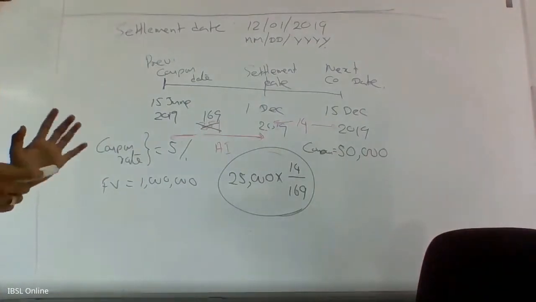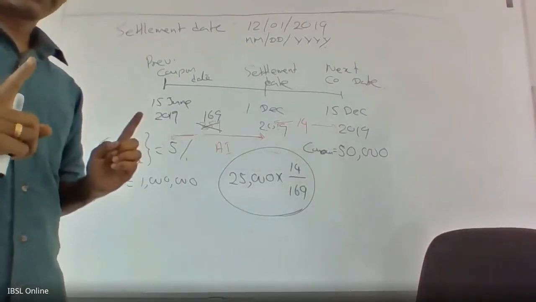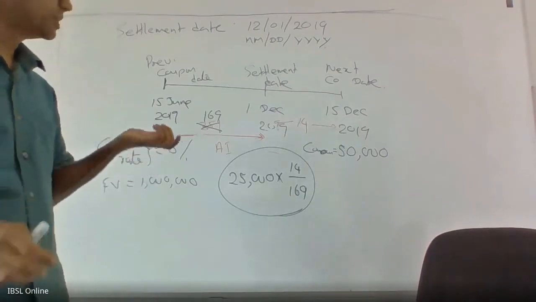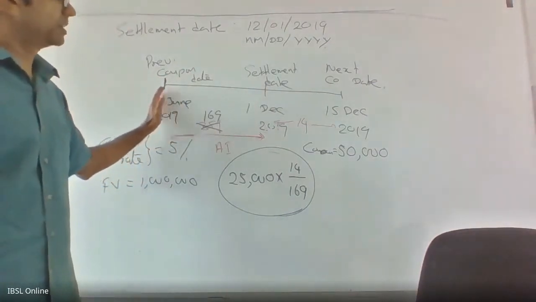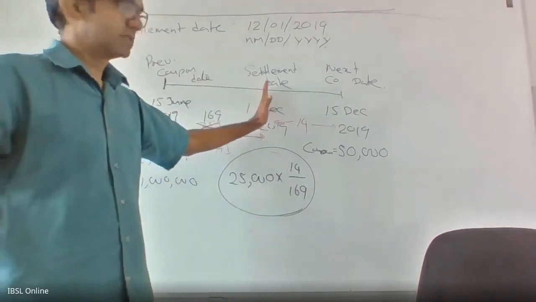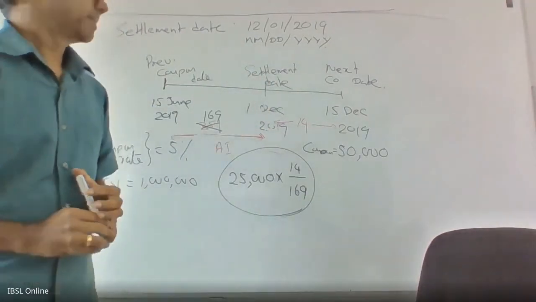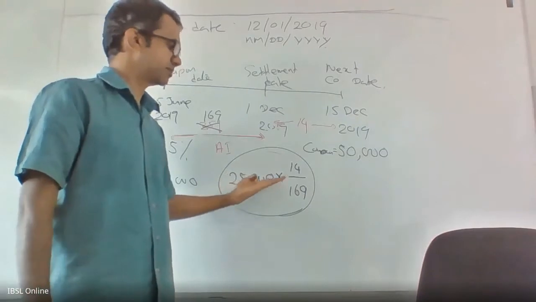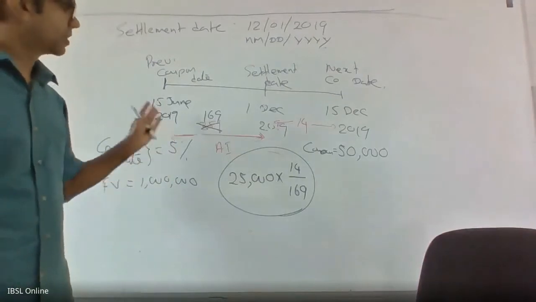So very simple calculation. What we have to identify is the proper coupon period, the length of that coupon period in terms of number of days, and how many days lapse in that coupon period up to the settlement date, not the trade date, up to the settlement date. Clear? Then you prorate the coupon income according to the number of days that you hold.